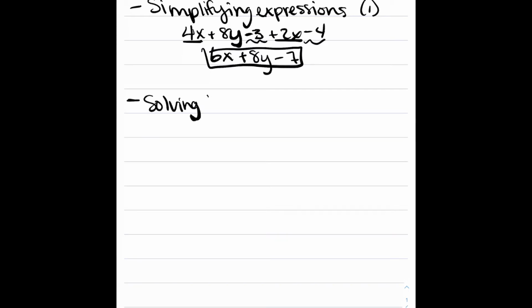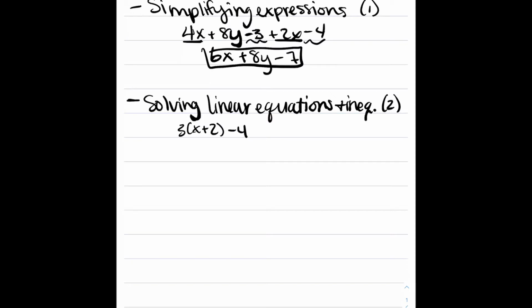The next thing we have is solving linear equations and inequalities. And you're going to see about 2 problems from this section. So a linear equation might look something like 3x plus 2 minus 4x equals 8x minus 8. I said 3, put an 8. Okay. So we're going to distribute. So we have 3x plus 6 minus 4x equals 8x minus 8.